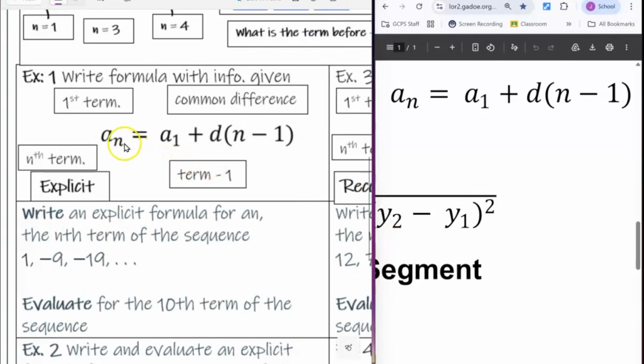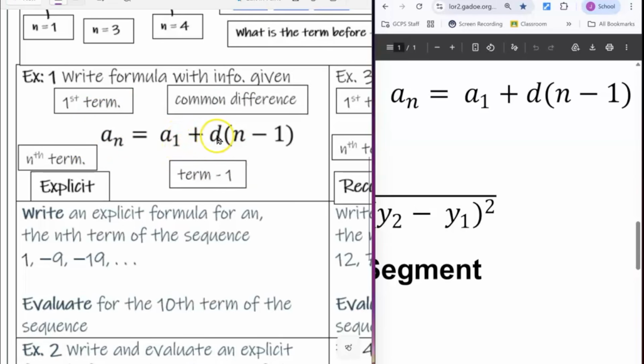So before we begin, let's go ahead and check your understanding. If you do not remember what these are, just rewind the video and listen to the explanation again. What does a sub n mean? So here are the boxes. Draw an arrow to what a sub n means. What does a sub 1 mean? So again, here are your options. Draw an arrow to what a sub 1 is.